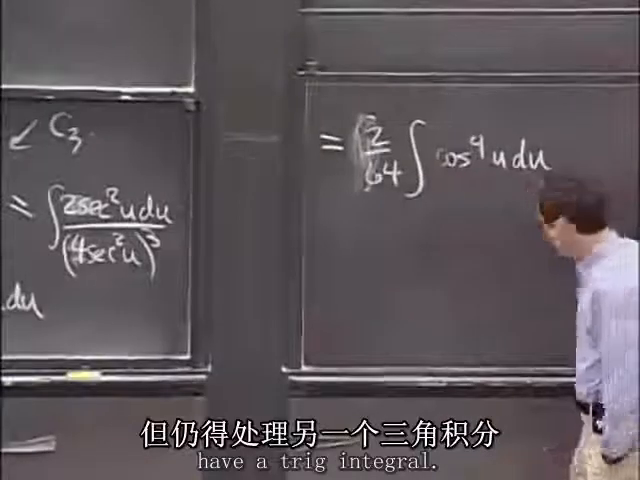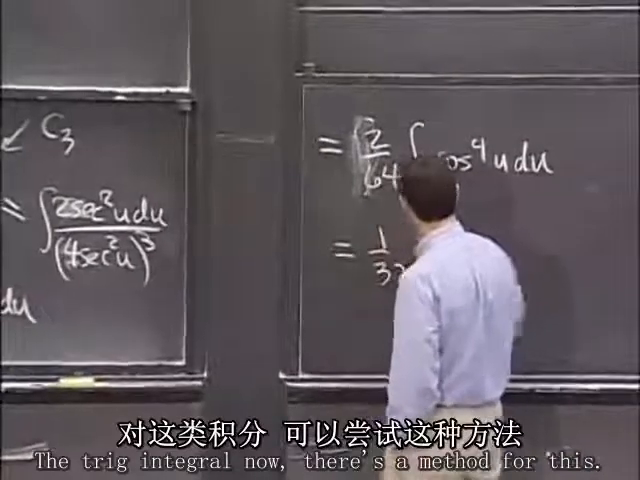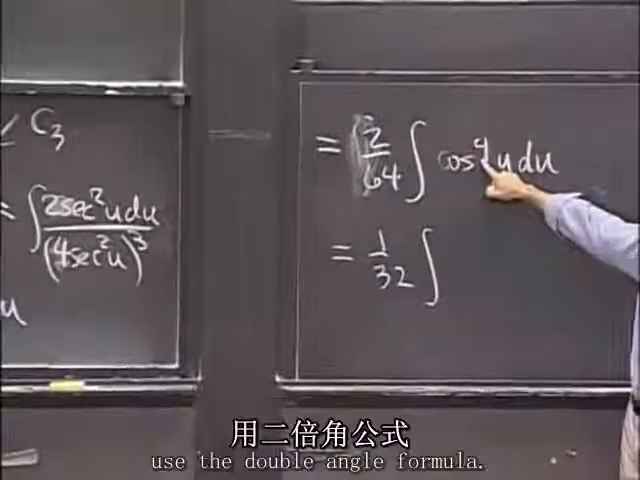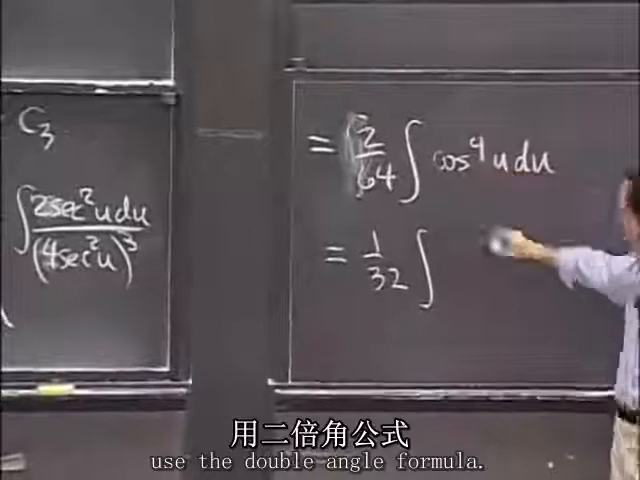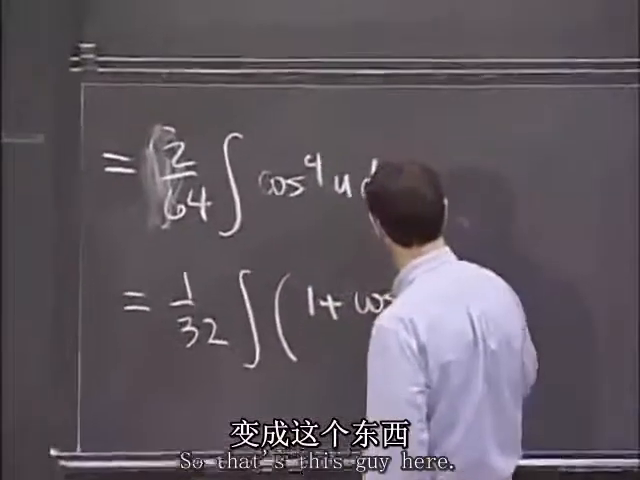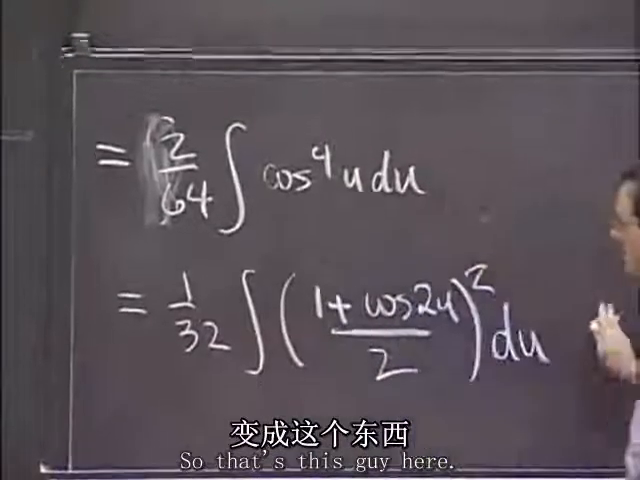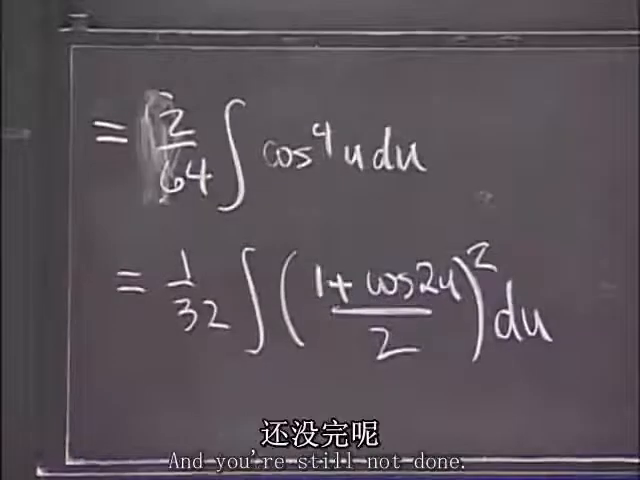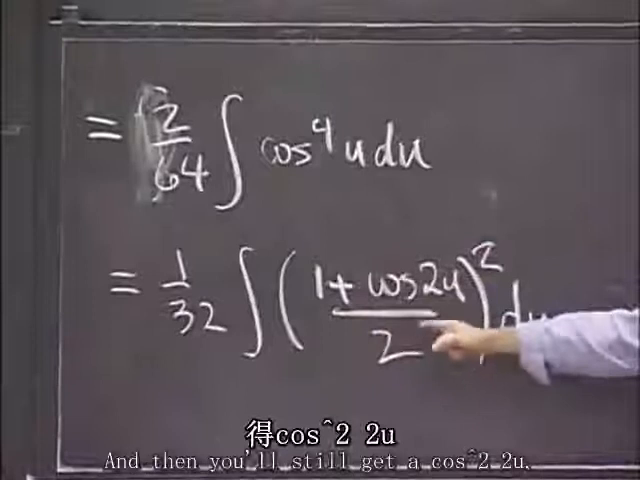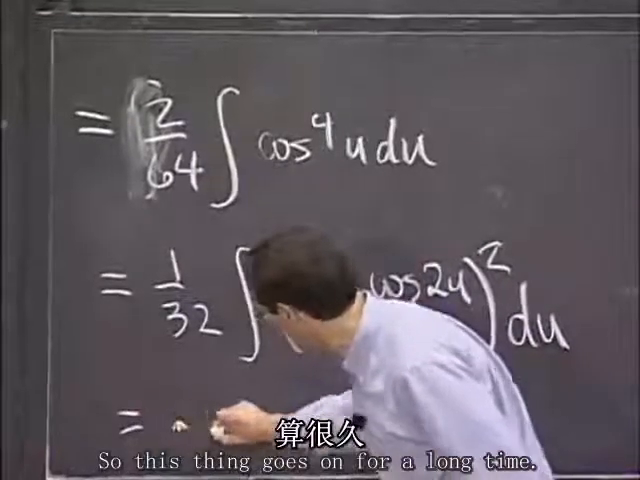The trig integral now, there's a method for this. The method for this is when it's an even power, you have to use the double angle formula. So that's this guy here. And you're still not done. You have to square this thing out, and then you'll still get a cosine squared of 2u, and it keeps on going. So this thing goes on for a long time.